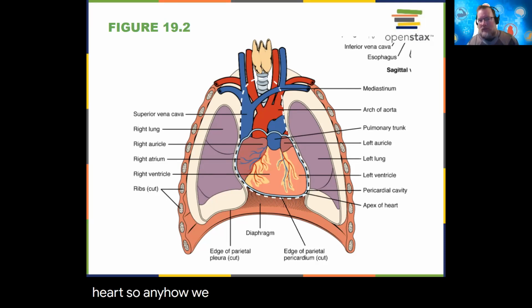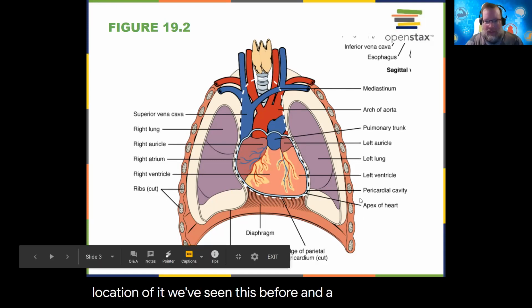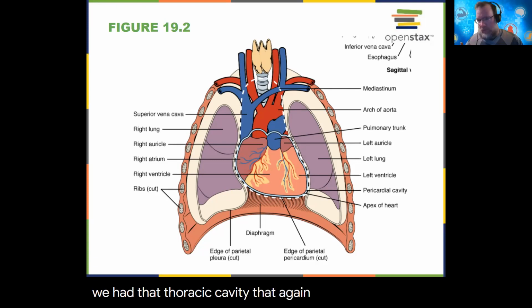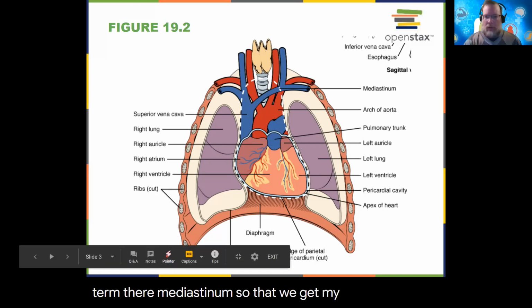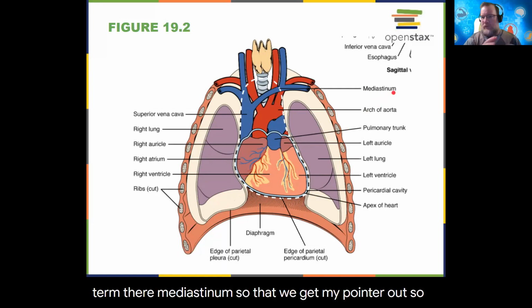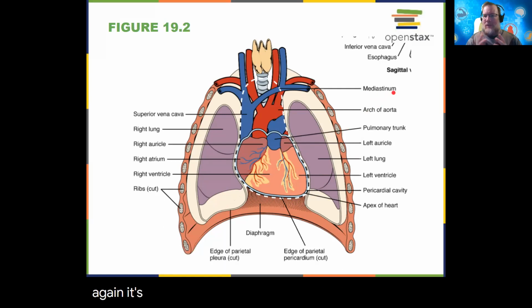So anyhow, we take a look first at the location of it. We've seen this before in a little bit of detail. We had that thoracic cavity, going all the way back to week 1. Within that thoracic cavity, we had this central mediastinum region. So that's what that hash marked line that we see here is, and then there's the term there, mediastinum. Let me get my pointer out. Mediastinum, you've seen that term before. It's basically a sub-region within the thoracic cavity.